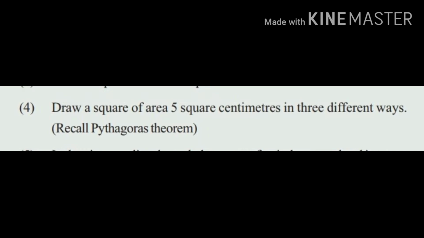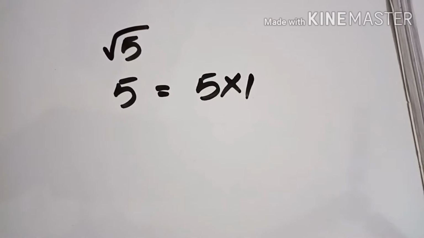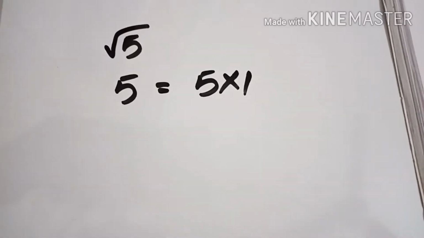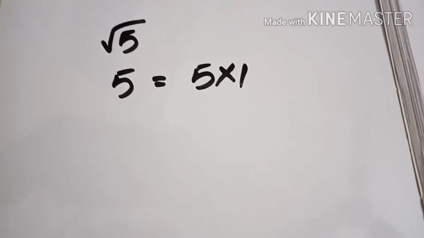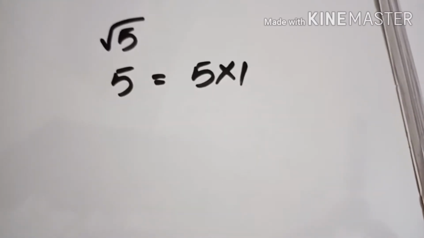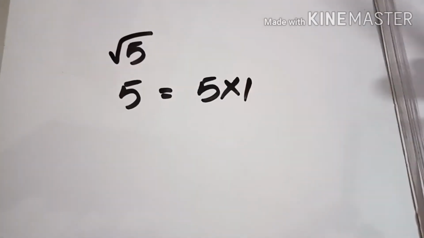The first method you already know, we learned it in the previous class. So first let's draw by using that method. We need to draw root 5. One possible way is 5 into 1, which is 5. One more possibility is 2.5 into 2. But 5 into 1 is better.